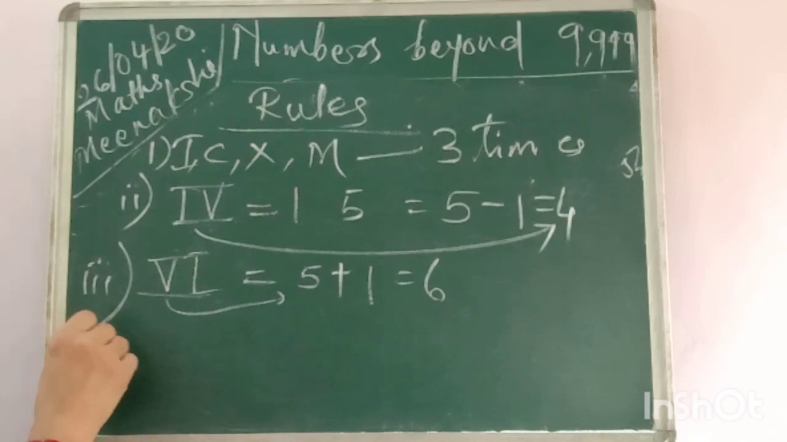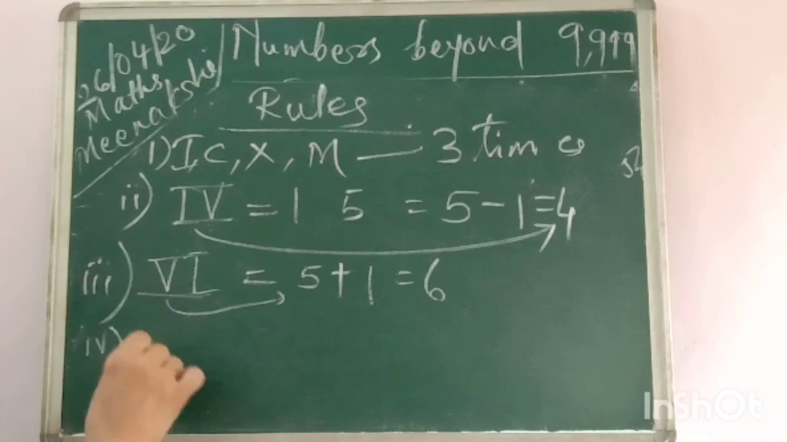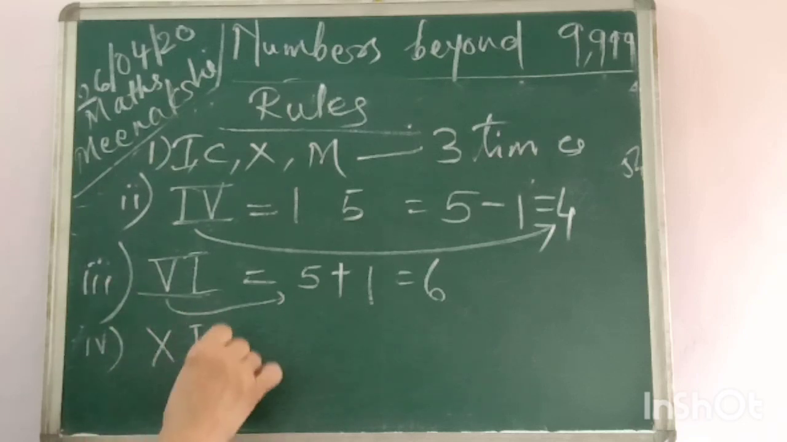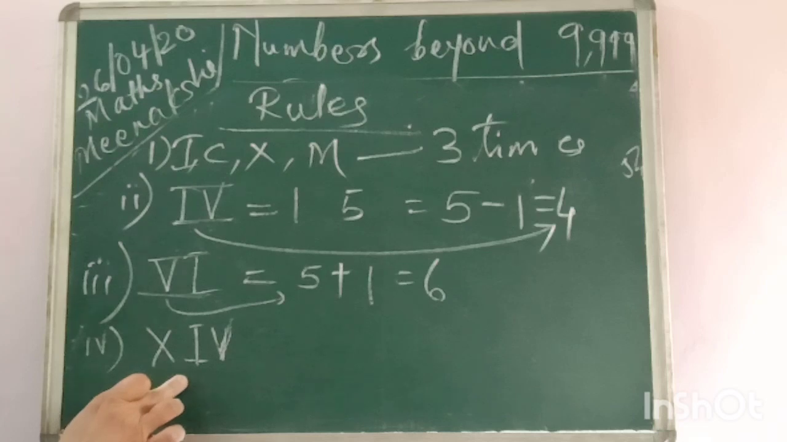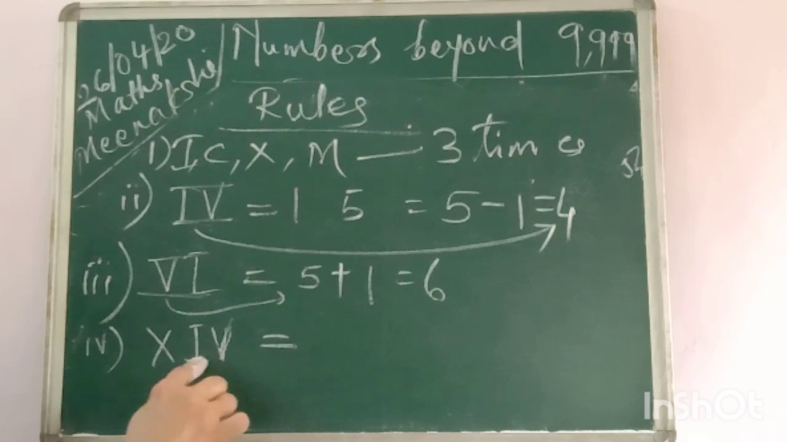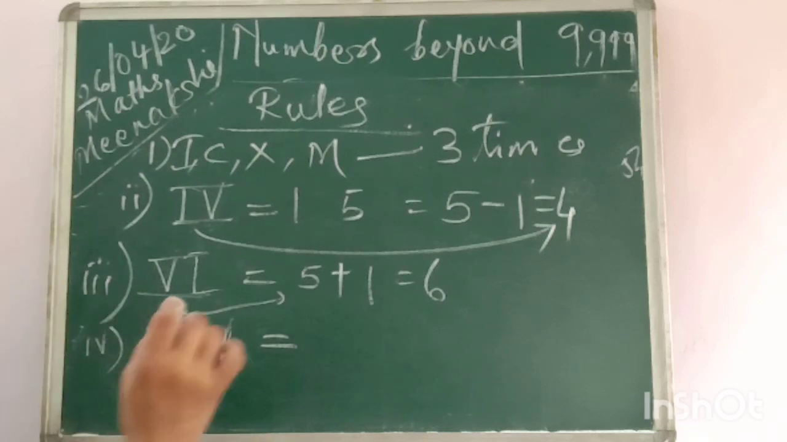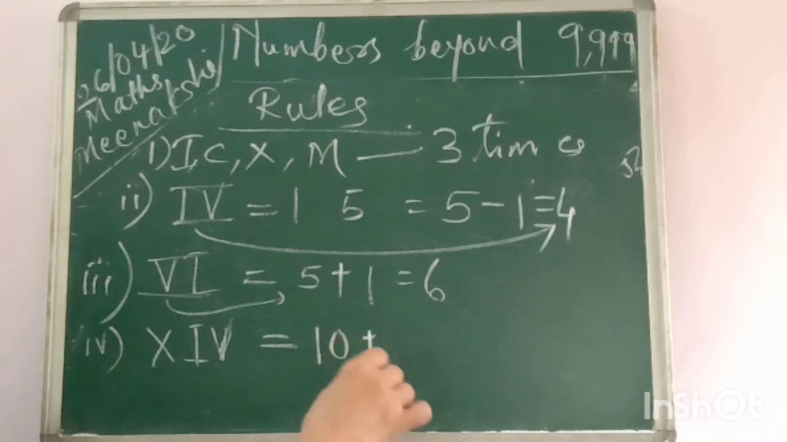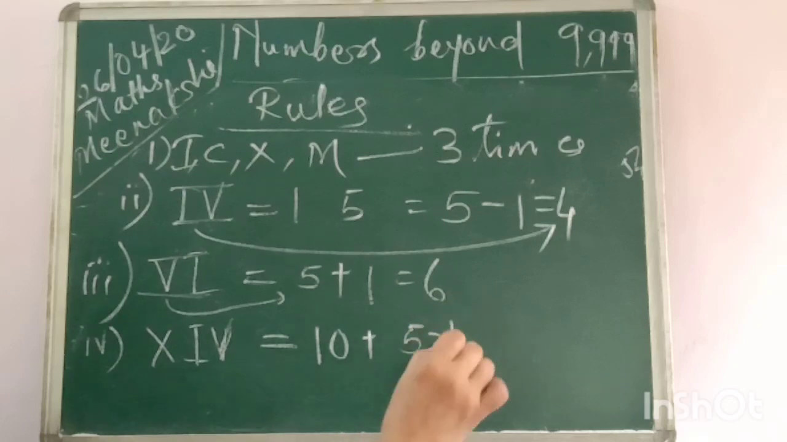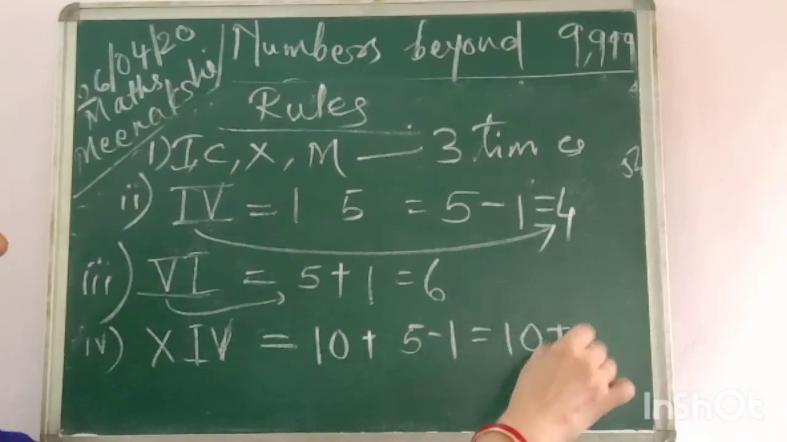Next, what rule will you follow? Suppose you are writing a smaller Roman numeral between two greater values, then the smaller one in between will be subtracted from the greater value on the right side. Here I will do V minus I. So now X is 10, plus V minus I, which is 5 minus 1. That is, it will be 10 plus 4.